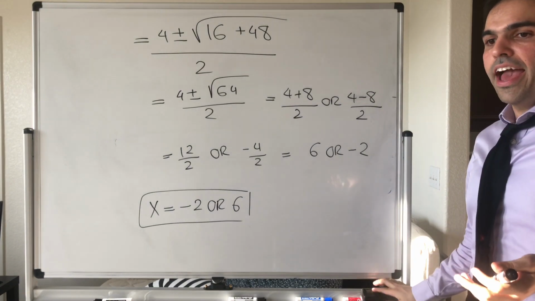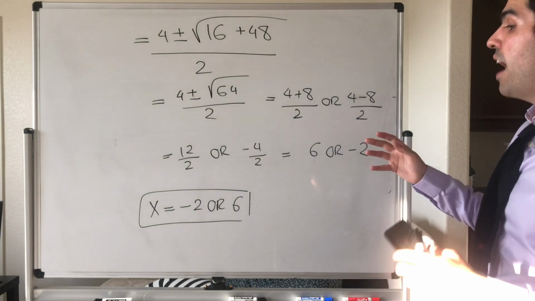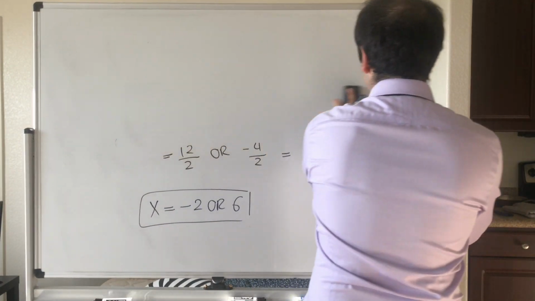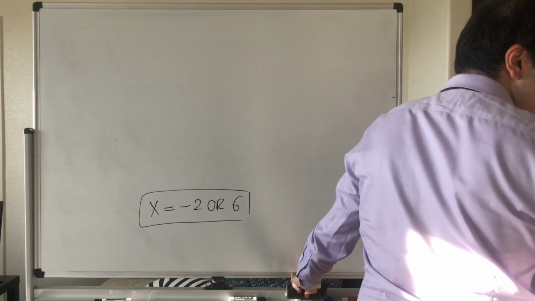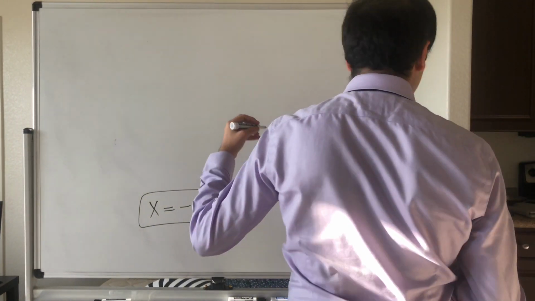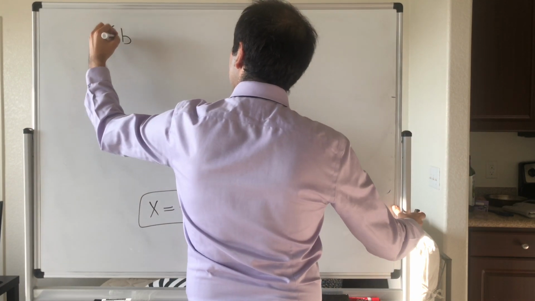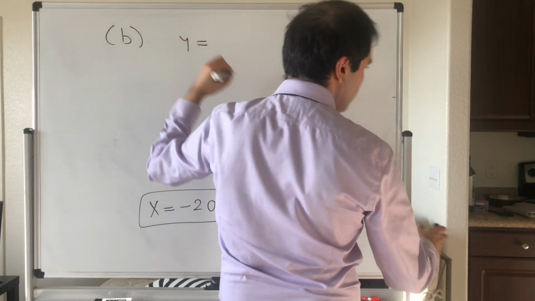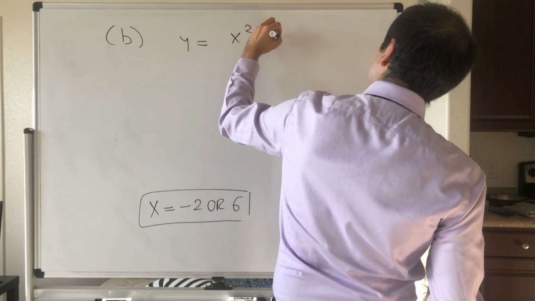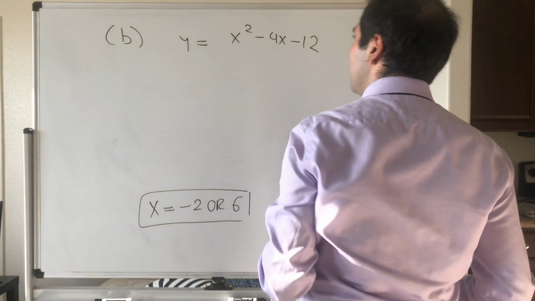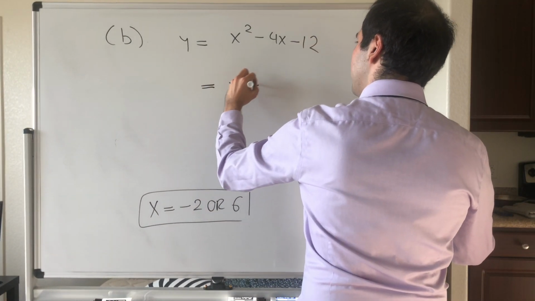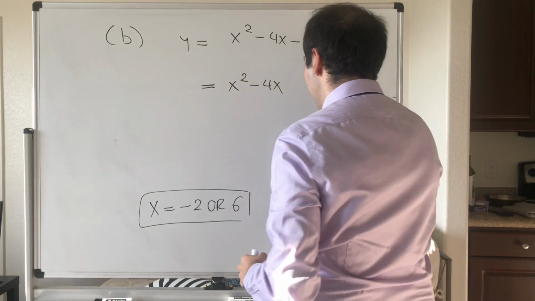Okay, so those are the x-intercepts, and then the question is, how do you find a vertex? In my opinion, just do it again. So this time what you would like to do, just complete the square in this. So if you have y equals x squared minus 4x minus 12, try to complete the square. So that kind of looks like x squared minus 4x plus 4.